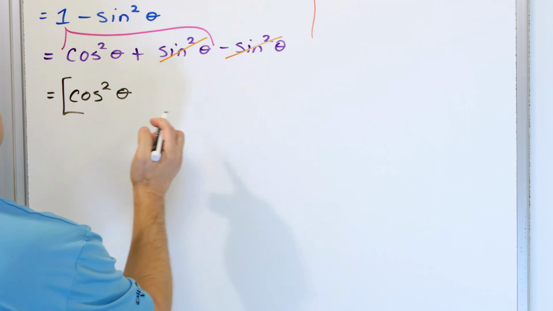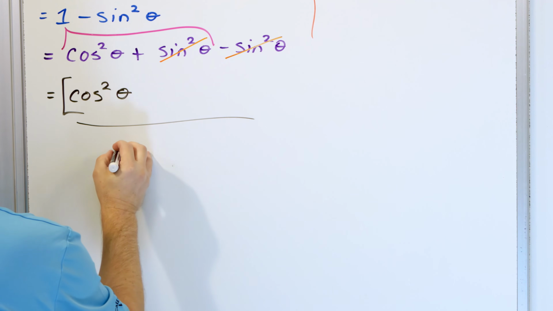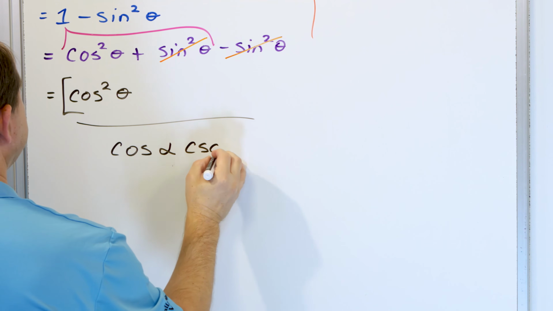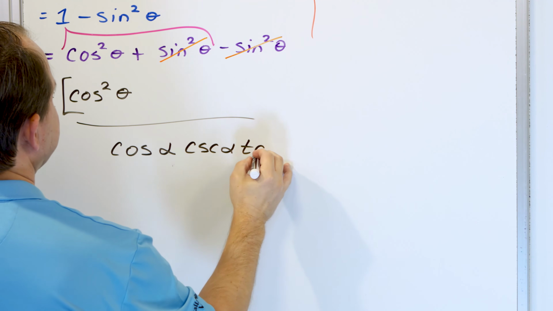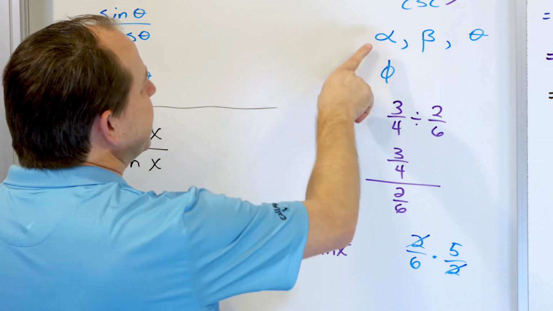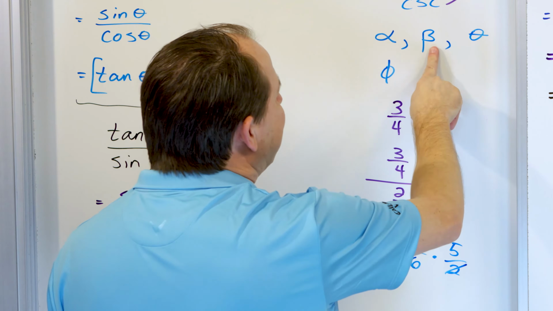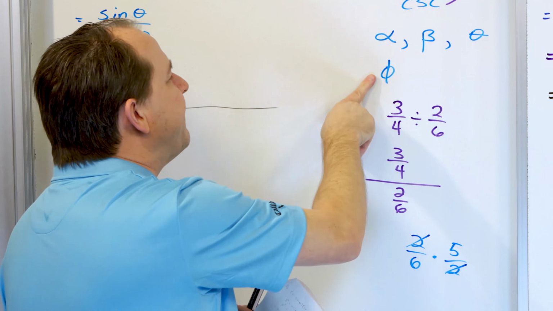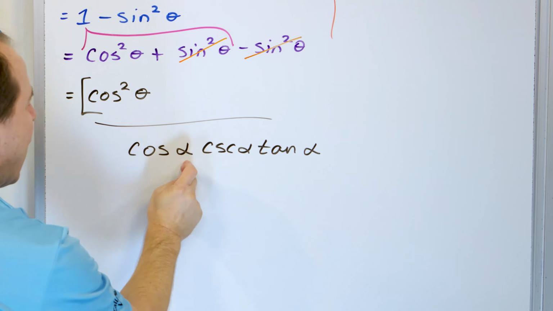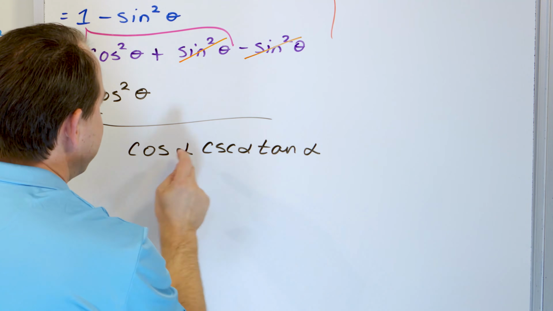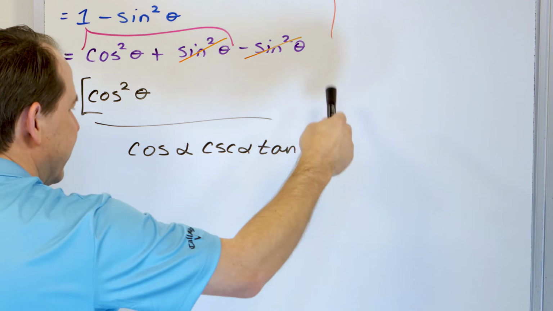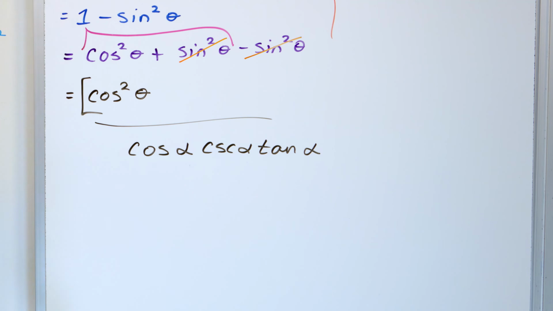All right, next problem. We're going to have cosine of an angle alpha times cosecant of an angle alpha times tangent of an angle alpha. Remember, I told you, don't get scared by symbols. Alpha is just a Greek letter. Beta is a Greek letter. Theta is a Greek letter. Phi is a Greek letter. This could be X, X, and X. It would be the same problem. It could be Y, Y, and Y. It could be A, A, A, B, B, B, C, C, C. You get the idea. And you should practice writing your little alphas. It looks like a little fish like this, or a sideways ribbon like this.